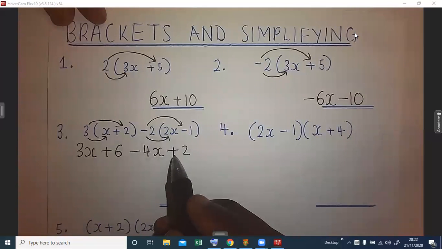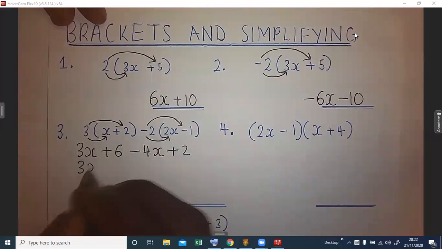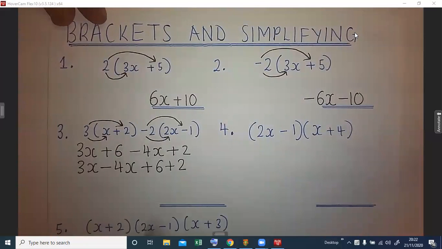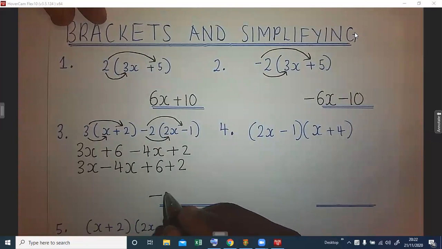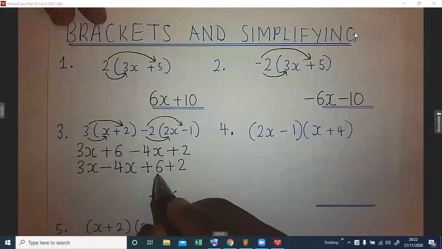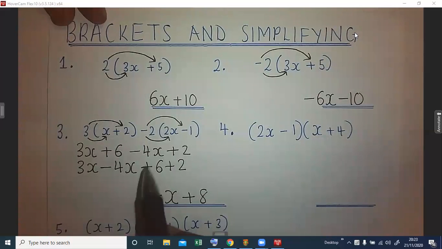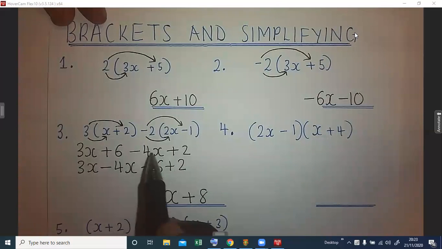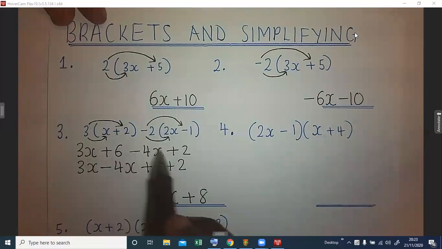Then after getting to this position, based on the fact that this is an expression, we collect like terms. So I will have 3x minus 4x, then +6 plus 2. 3x minus 4x, I get -1x. And 6 plus 2, I'll get 8. Remember, this is an expression. All of the items are on one side. So when I am collecting the like terms, there is no changing of sign to the given item.